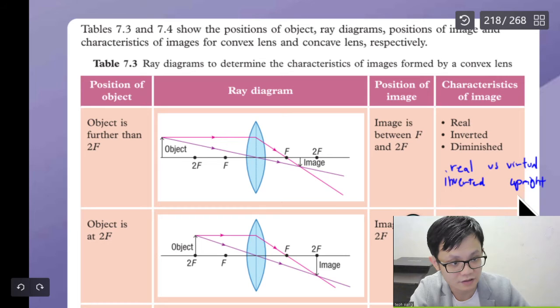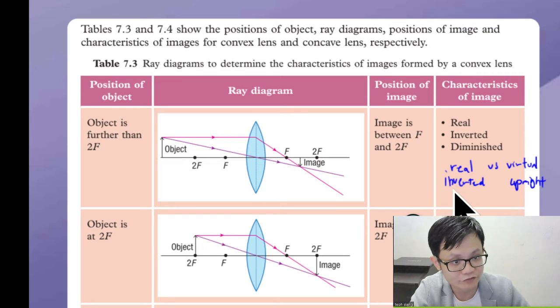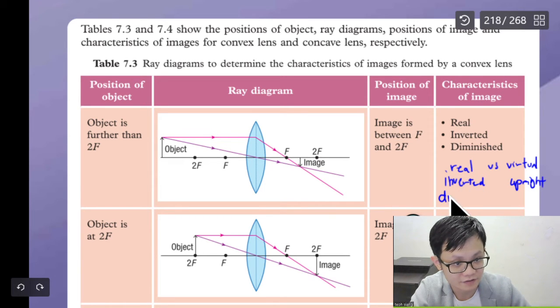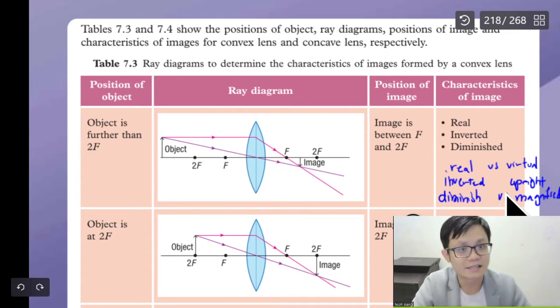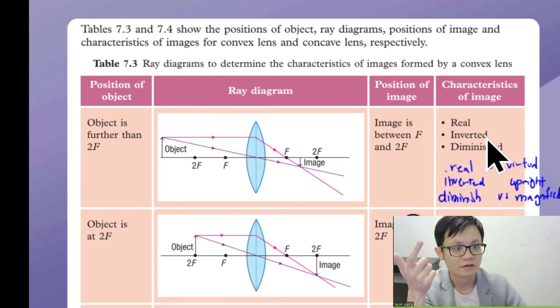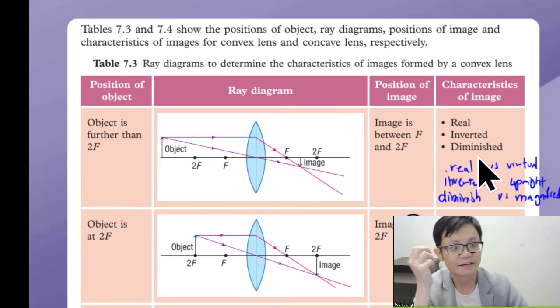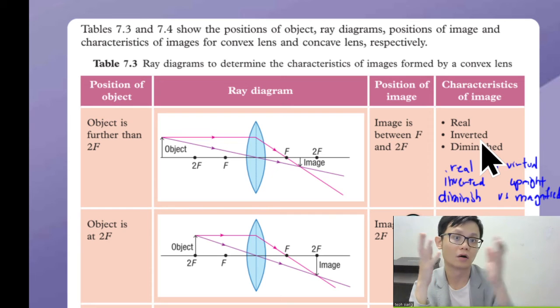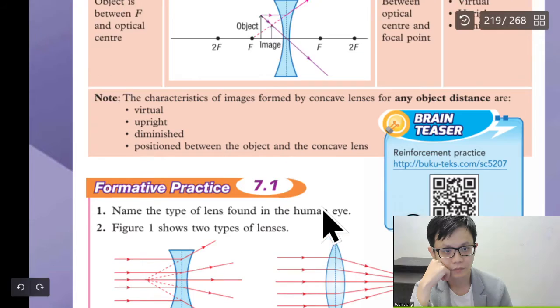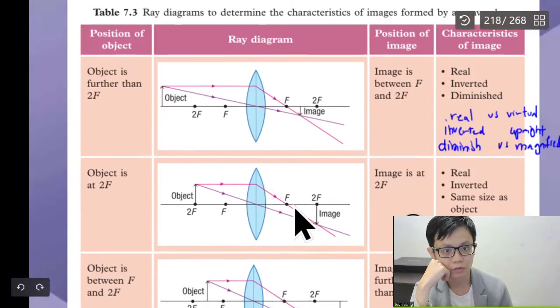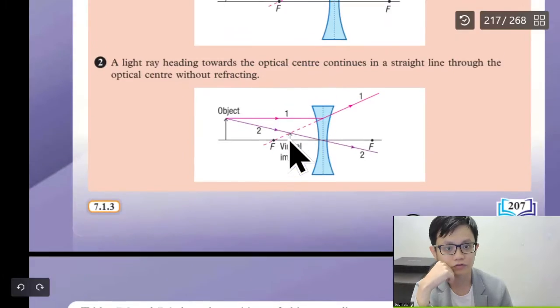The size will be diminished, which means it becomes smaller, versus magnified. The image becomes bigger. So there are only 6. Real or virtual, inverted or upright, diminished meaning smaller, or magnified meaning bigger. But before we do this, we need to know how to draw first.